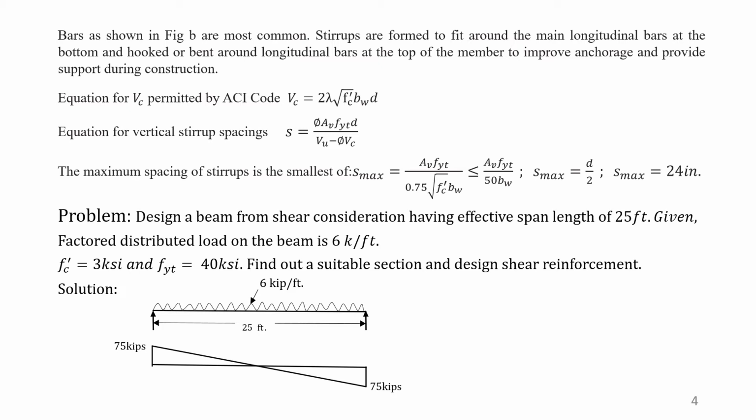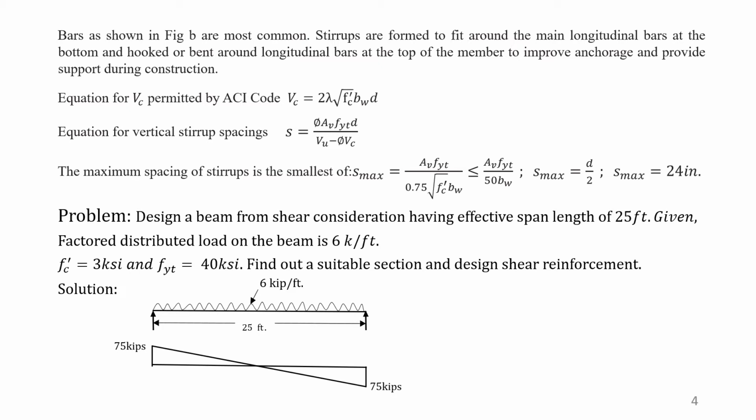The first condition is AB FYT divided by 0.75 root over F prime C BW. Then there is another condition, AB FYT divided by 50 BW, and there is another condition, S max is equal to D by 2. Calculating these three values separately, independently, we will choose the minimum of these three values for the maximum spacing of stirrup in a beam.